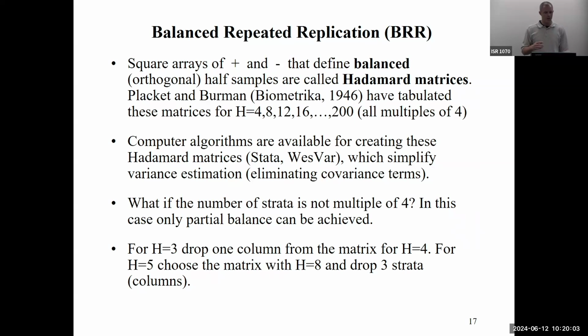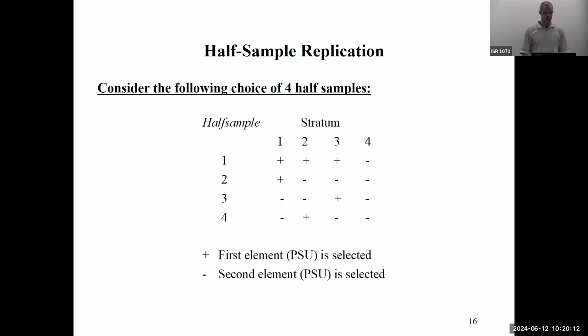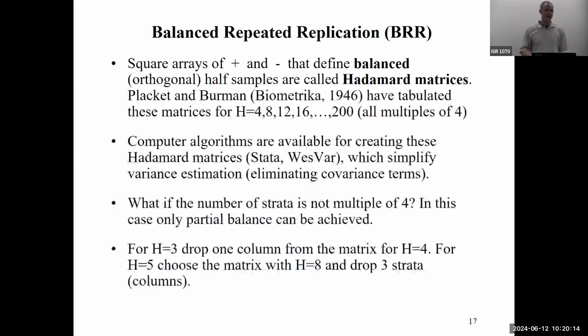Now, given that these matrices are all a function of 4, what happens if the number of strata that you have is not a multiple of 4? In our case, we had 4 in the toy example. In those settings, we can only achieve partial balance, so we would refer to that as partially balanced repeated replication. But if we have a number of strata that's a multiple of 4, we can achieve full balance, eliminating these covariances. So what happens if you don't have a multiple of 4?